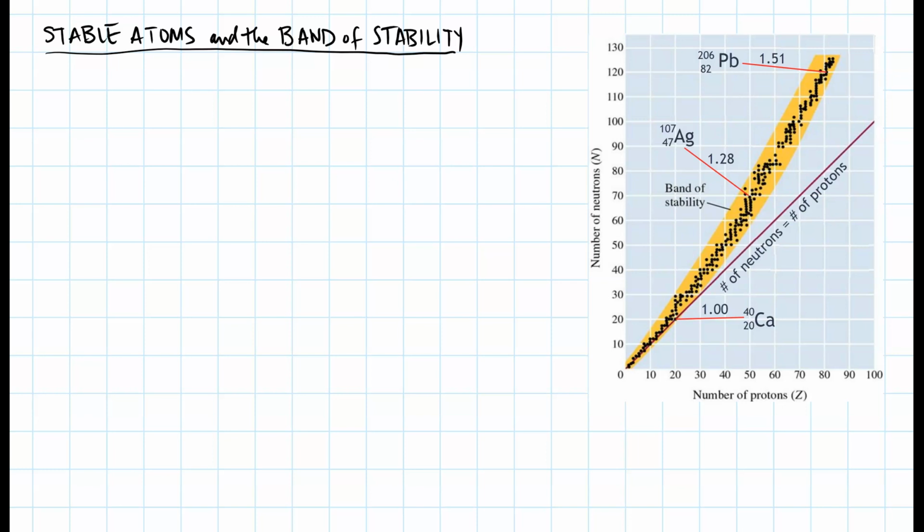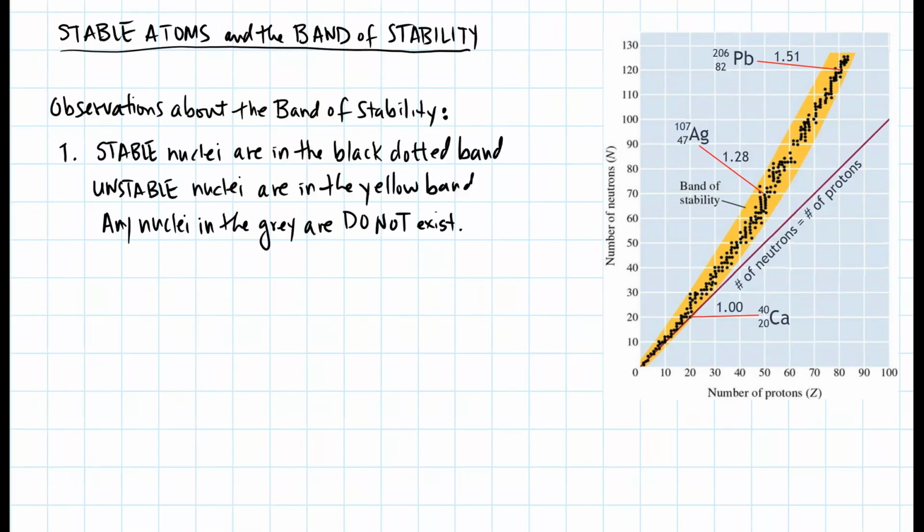Atoms and the band of stability. The balance of protons and neutrons in stable nuclei is beautifully illustrated by plotting the number of neutrons versus the number of protons. This plot is called the band of stability, and it's shown here to the right. Some observations about the band of stability. All stable nuclei are in the black dotted band. Unstable nuclei are in the yellow band. Any nuclei that lie in this gray area do not exist.